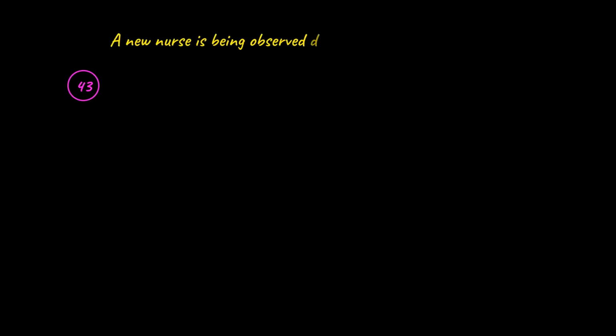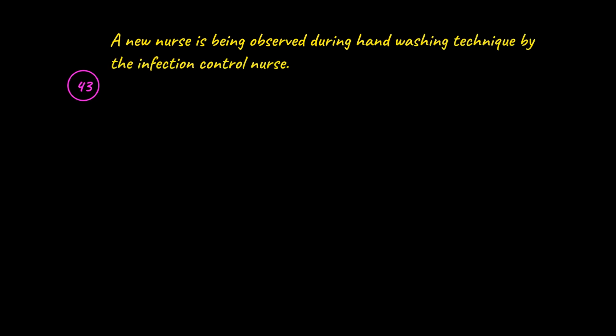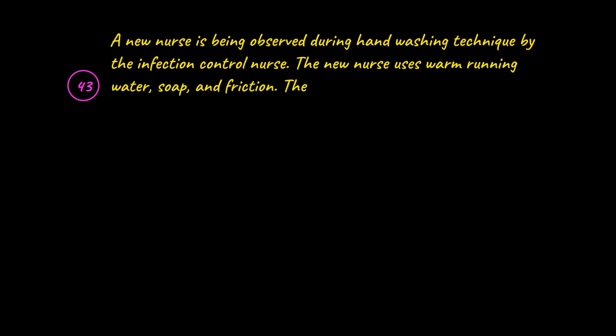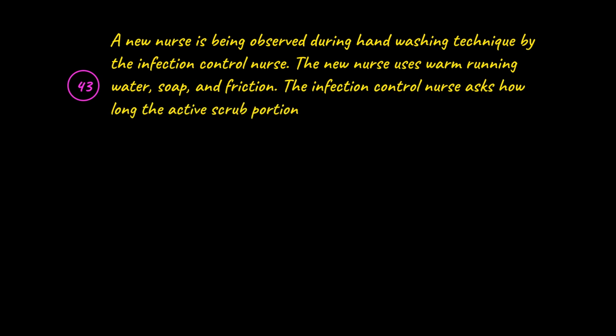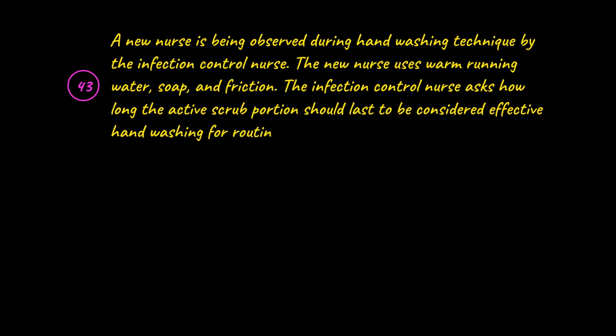Question 43. A new nurse is being observed during hand-washing technique by the infection control nurse. The new nurse uses warm running water, soap, and friction. The infection control nurse asks how long the active scrub portion should last to be considered effective hand washing for routine clinical purposes. Your options are: A.